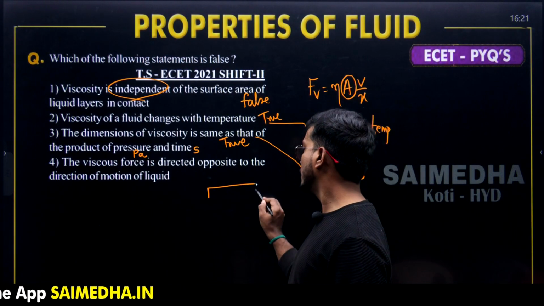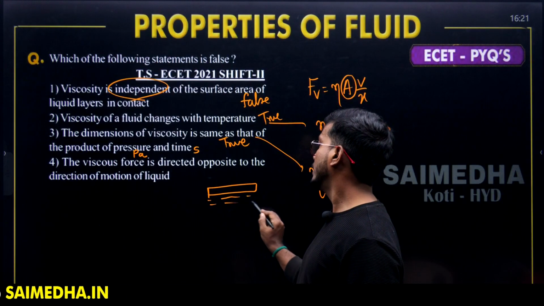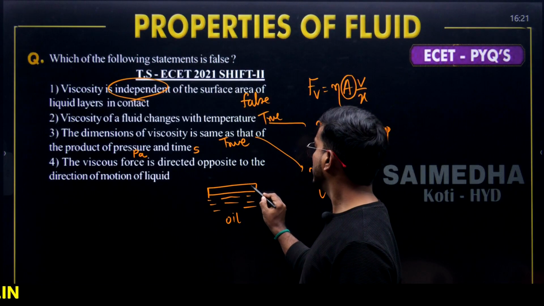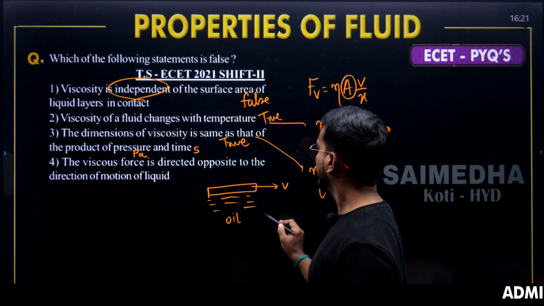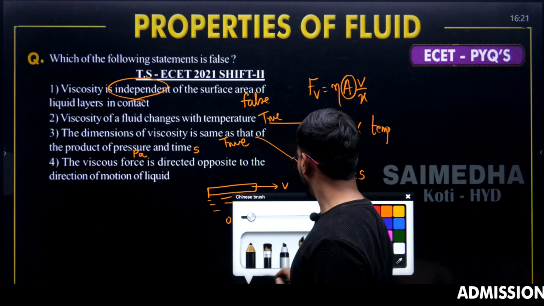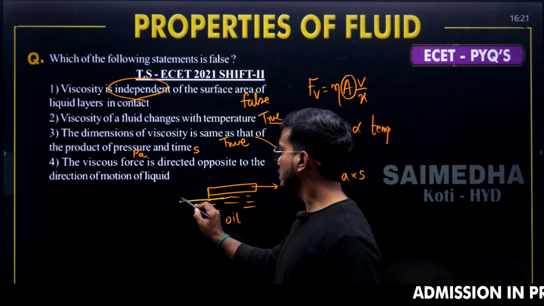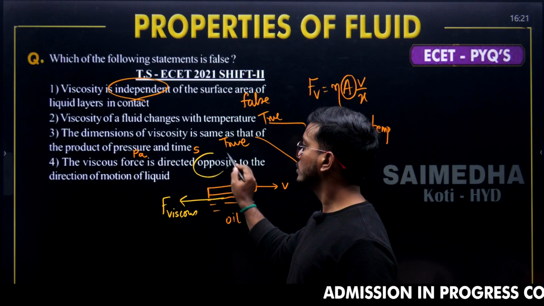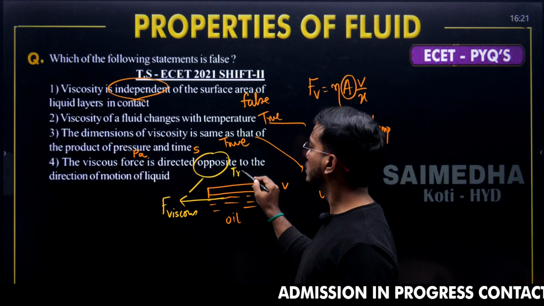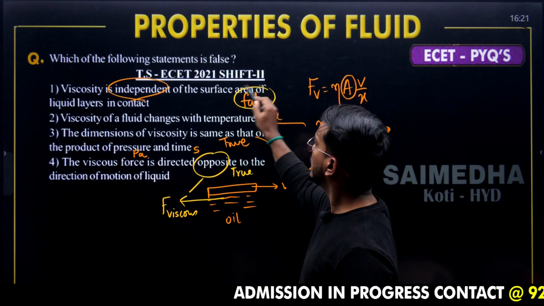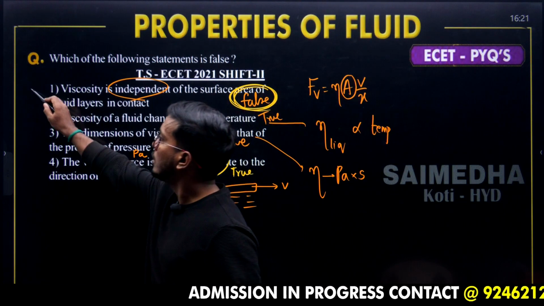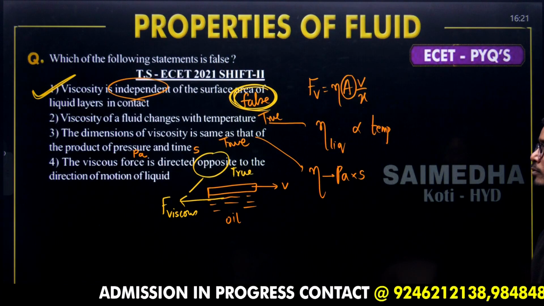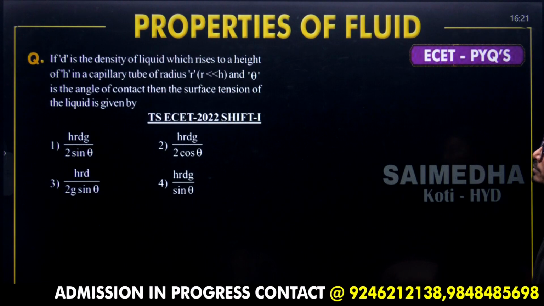The viscous force is directed opposite to the direction of motion. Yes, this is a plate which is placed over some lubricating oil. Suppose this is oil. And now this body is going to be moving with velocity v. Then what resistance force will come into existence? The resistance force is called which force? Viscous force. So is the viscous force an opposite force? Yes, this statement is also true. So what is the false statement now? Option 1 is the false statement. Go through it. Moving on to the next question.